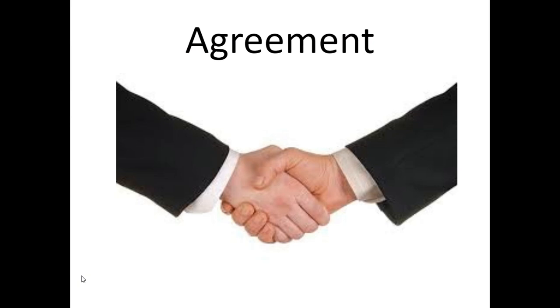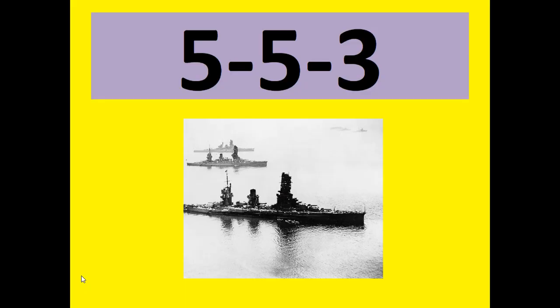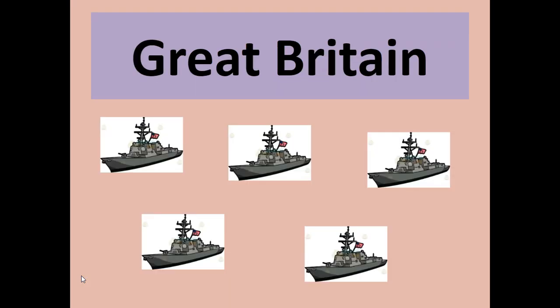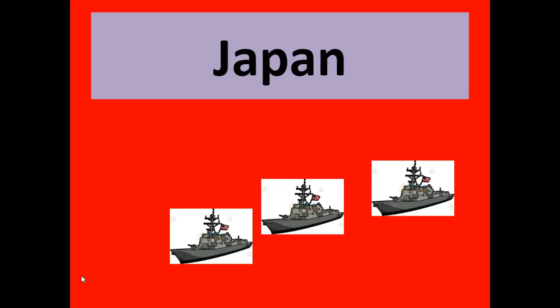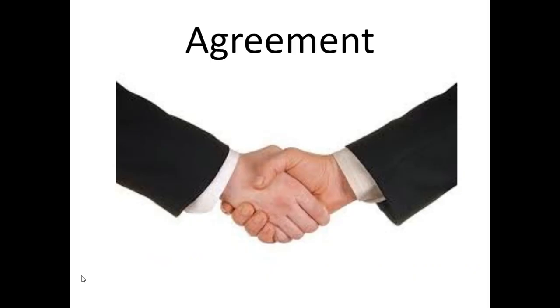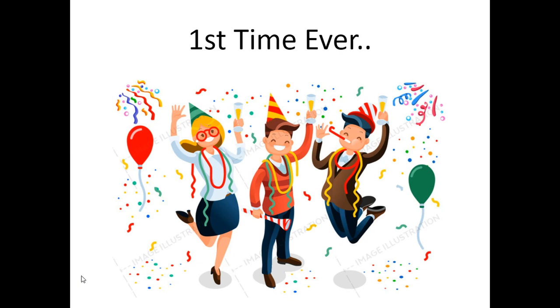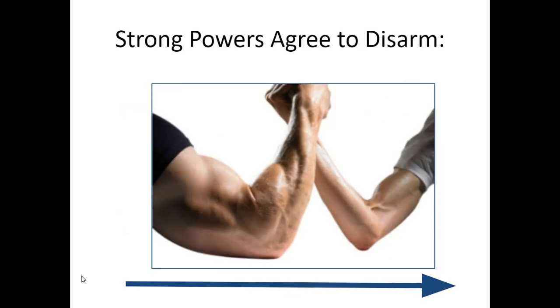And so they strike an agreement, a compromise called 5-5-3. Basically, that would be the ratio. Britain and the U.S. would get 5 ships. Britain would have 5. The U.S. would have 5. Japan would get 3. And that would be the ratio that they would follow. Now, this was like the first time ever that the strongest countries in the world strived and agreed to actually disarm, lower their strength, get rid of their weapons, not as part of a treaty after a war where they're under duress and forced to, but where they voluntarily agreed to do it.